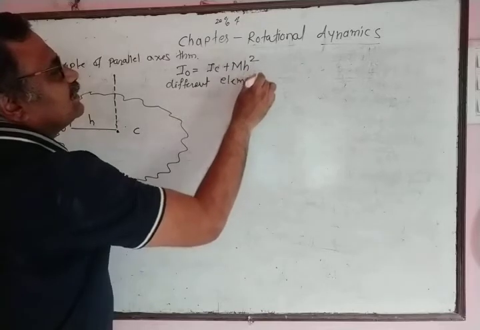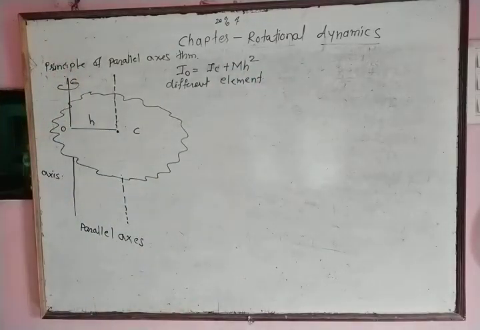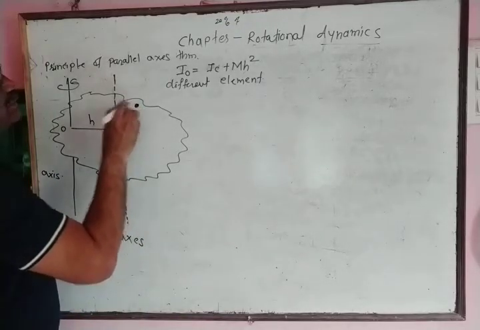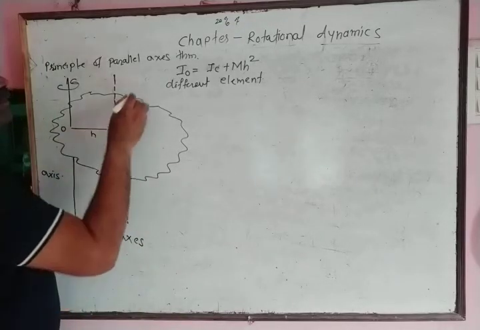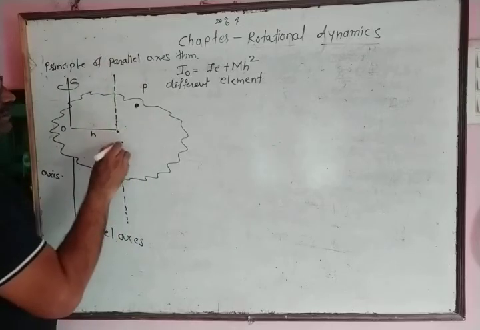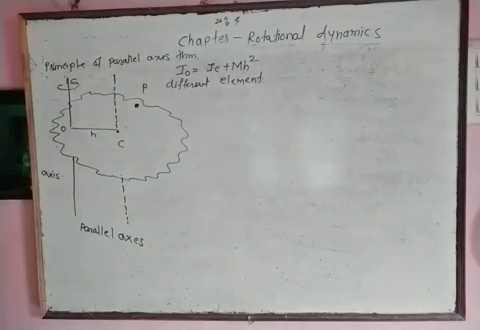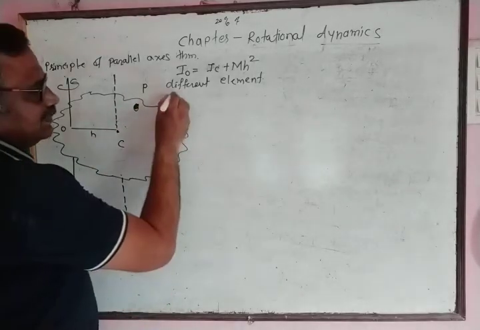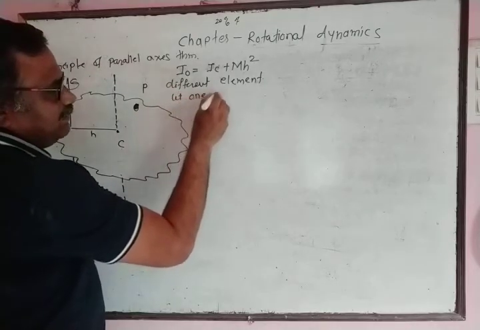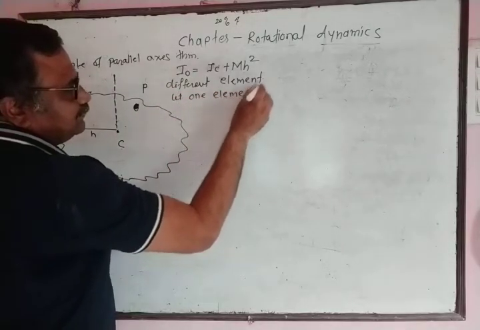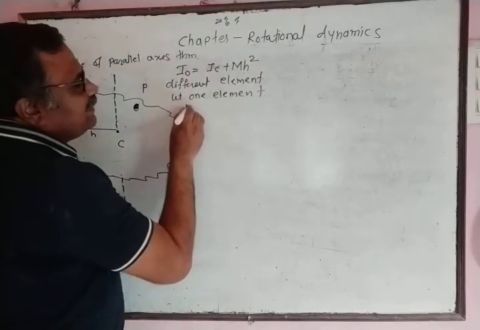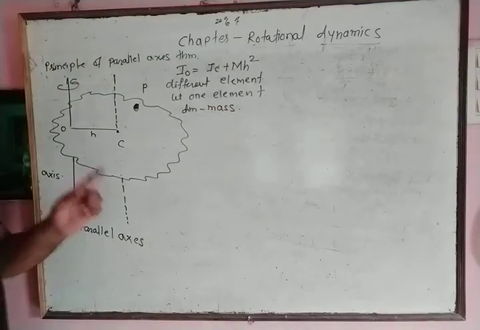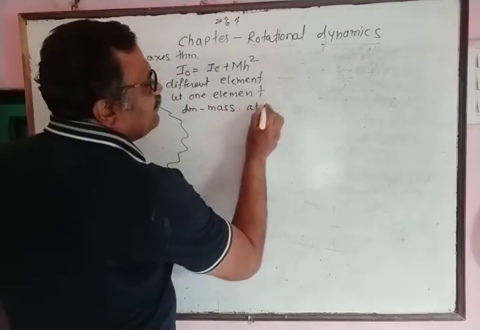Mass is uniformly distributed inside the body, and consider one such element. Suppose this element is present at point P, and the mass of the element is denoted by dm. Let us consider one element of the body. Suppose dm represents the mass of the element, and this element is situated at point P.